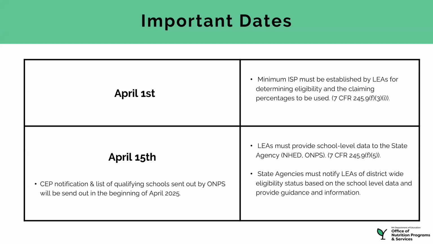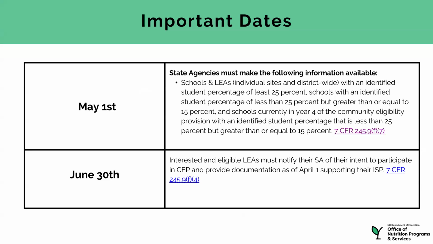State agencies are required to send out information regarding CEP by April 15th of every year. By May 1st of each school year, the state agency must make the following information available: schools and LEAs with an ISP of at least 25%, schools and LEAs with an ISP of less than 25% but greater than or equal to 15%, and schools and LEAs currently in year 4 of the community eligibility provision with an identified student percentage that is less than 25% but greater than or equal to 15%.